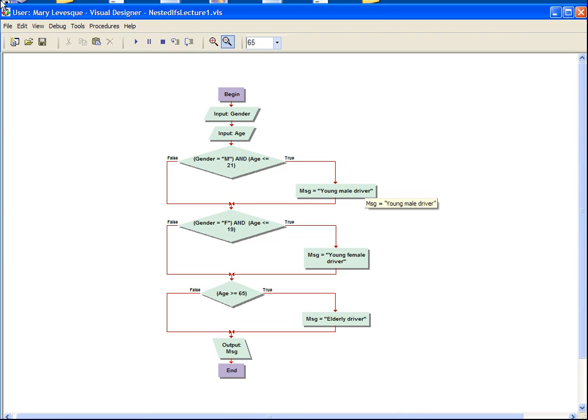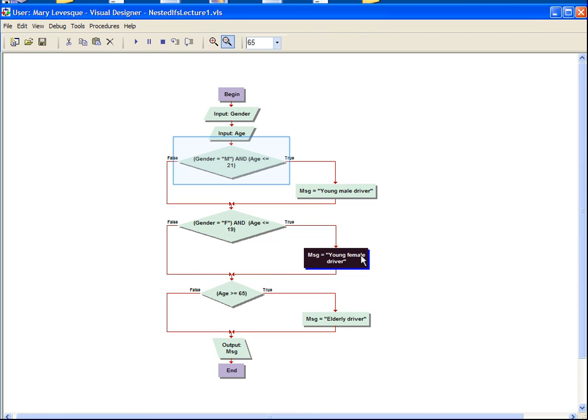Here's a possible solution. We're modeling our solution. This would not be the full program. We input the gender, we input the age. Then the first one is asking for males who are less than or equal to 21, and we'd put in the message young male driver. The next condition is for females 19 and under, young female driver. And then greater than or equal to 65, elderly driver.